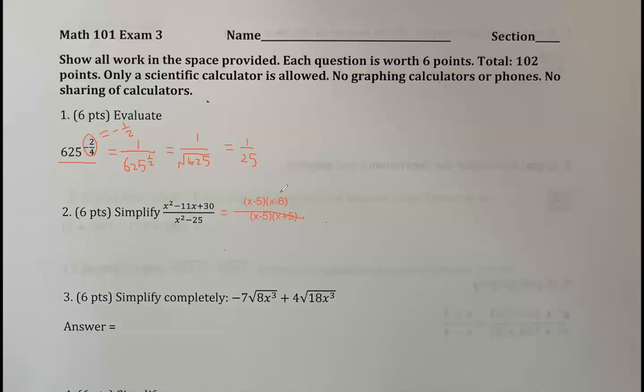Then we see a common factor in the numerator and in the denominator. So x minus 5 divided by x minus 5 becomes 1. Right? 1 in the numerator, 1 in the denominator. Then we're left with 1 times x minus 6, which is just x minus 6. The denominator is 1 times x plus 5, which is just x plus 5.